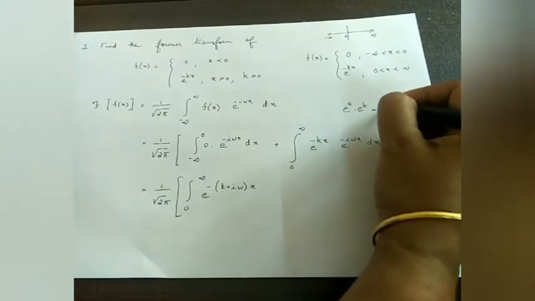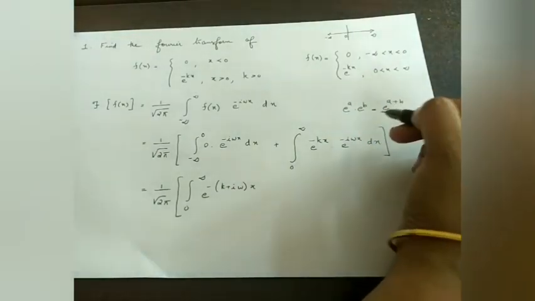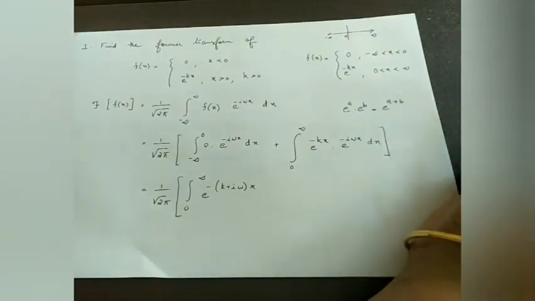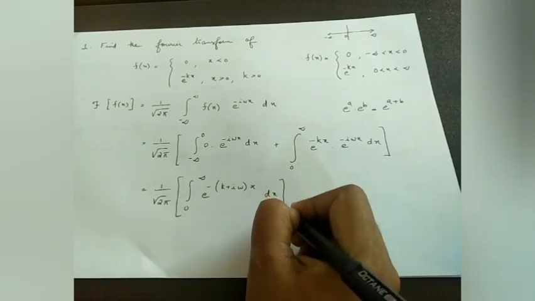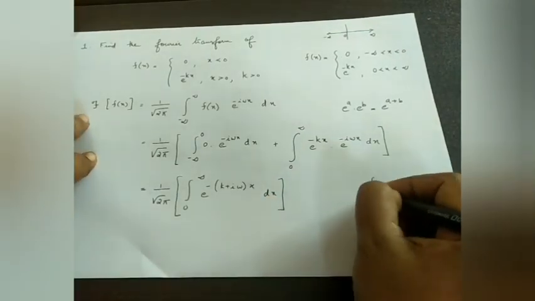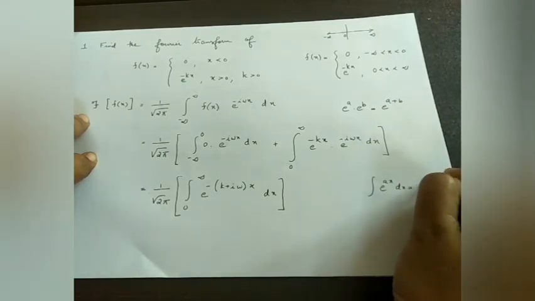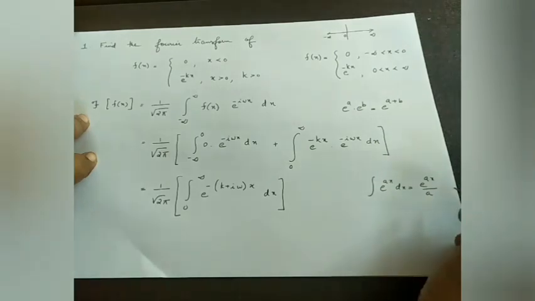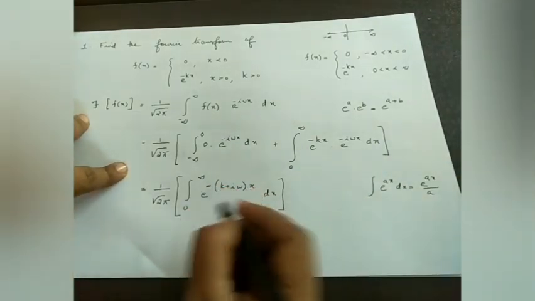That means it is of the form e raised to a into e raised to b. It is equal to e raised to a plus b. So e raised to m into e raised to n is equal to e raised to m plus n, a similar formula, with respect to x. Now this is of the form integral e raised to ax dx, which is equal to e raised to ax by a. In the place of a we have minus of k plus i omega.